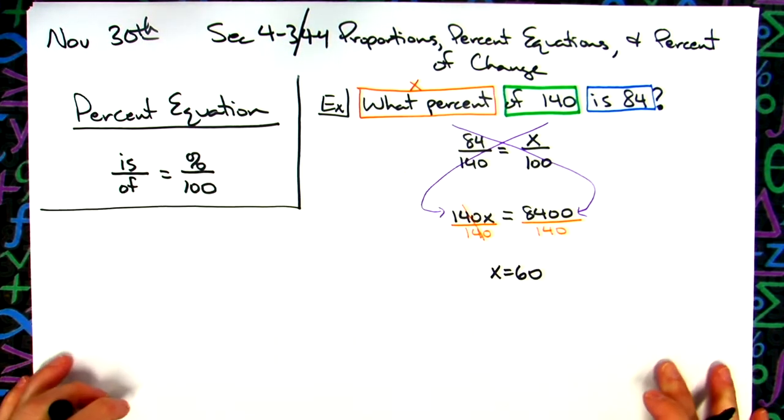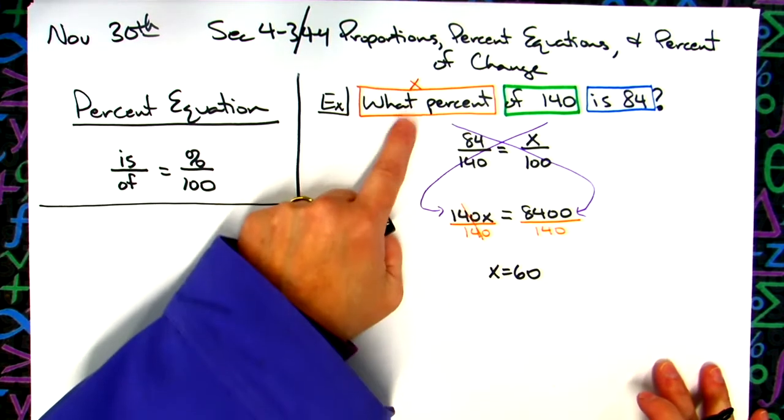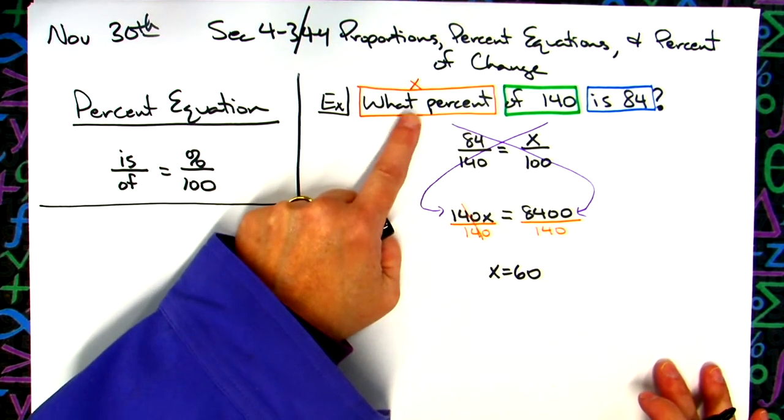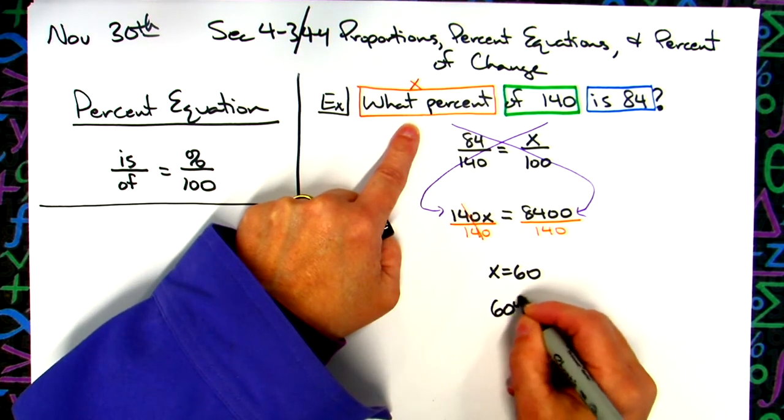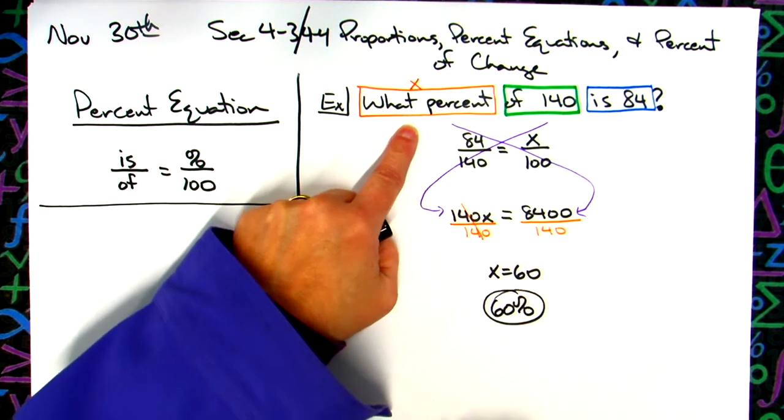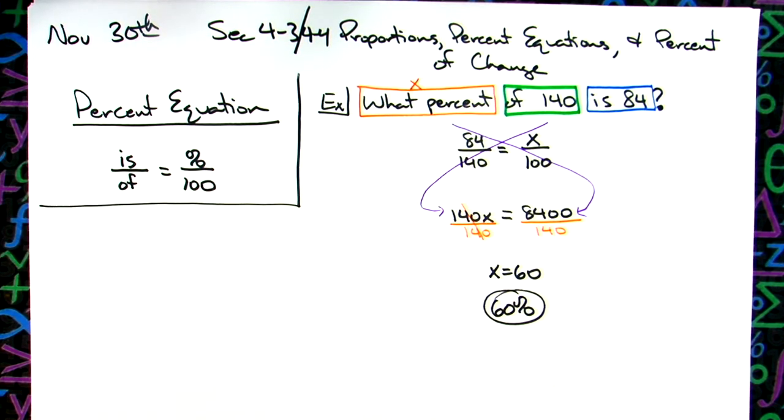However, that's not the answer to the question. I need to write down 60% because it's asking for a percent. So I have to add the percent sign on it. Now, I will not add a percent sign every time. I'm only going to add a percent when it asks for a percent. If it does not ask for a percent, then I'm not going to do that.